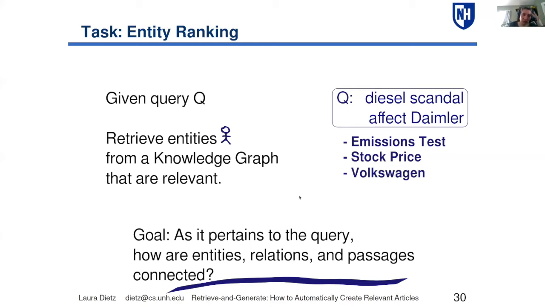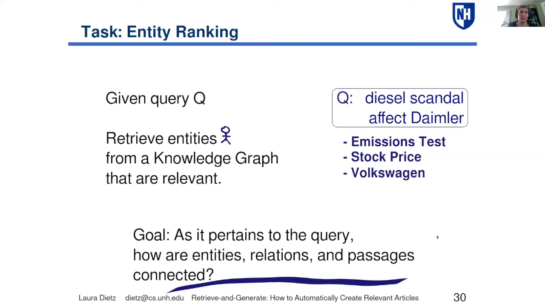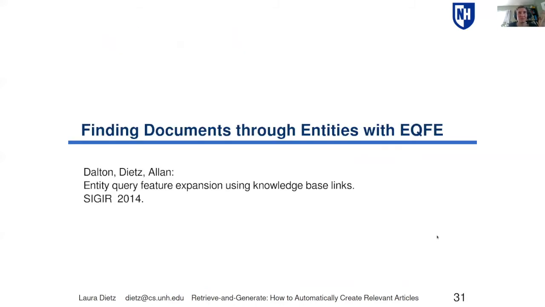But I think the bigger goal here is to identify entities, relations, passages, how they're connected as it pertains to answering the query. That's sort of like the bigger question. This is just one way to operationalize it and evaluate it. Okay. And in this case, we are always interested in having a high recall set of entities. It's very easy to identify the entities that were mentioned in the query, but they're often not the really interesting ones. So you can just find those with query likelihood. You don't need entity linking for those.